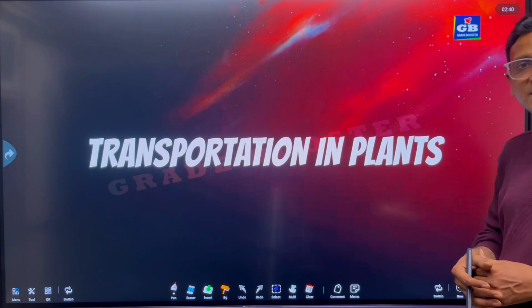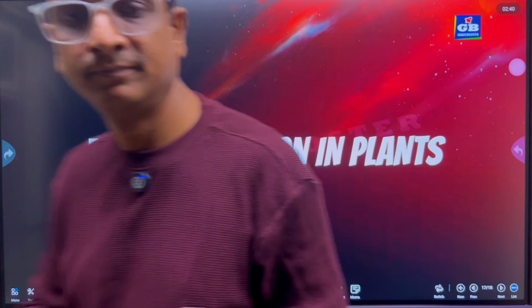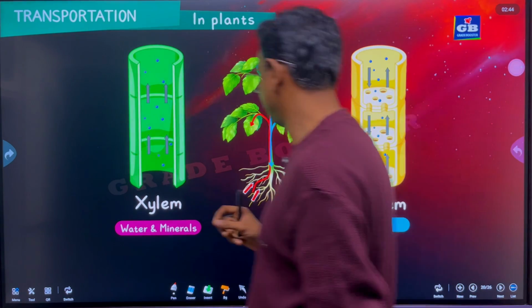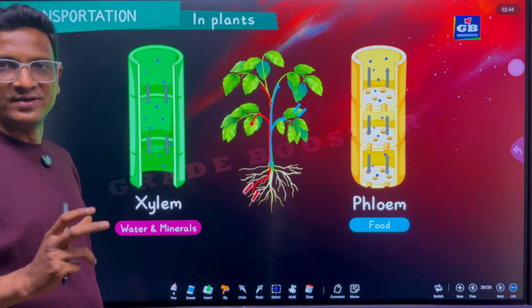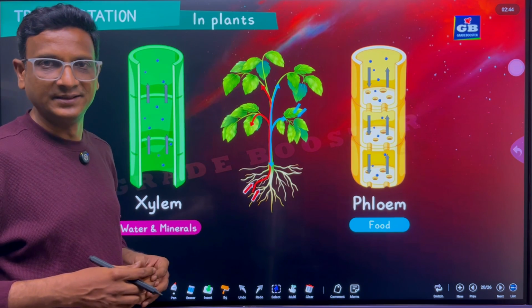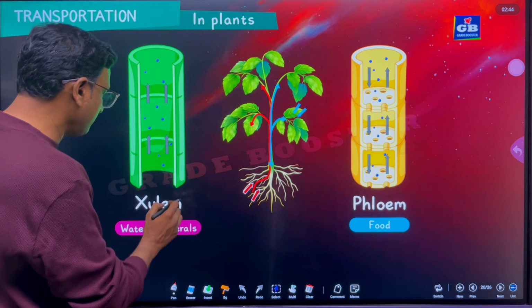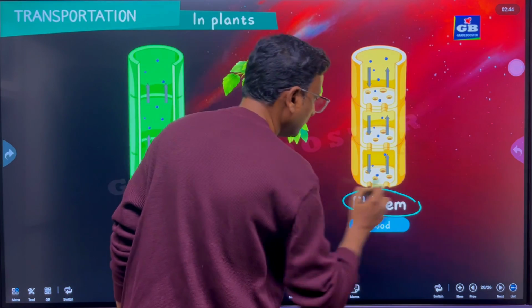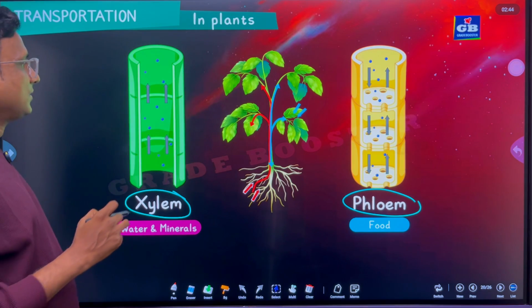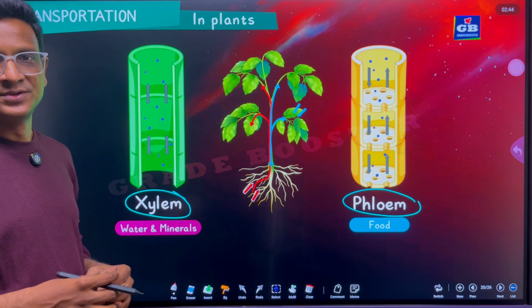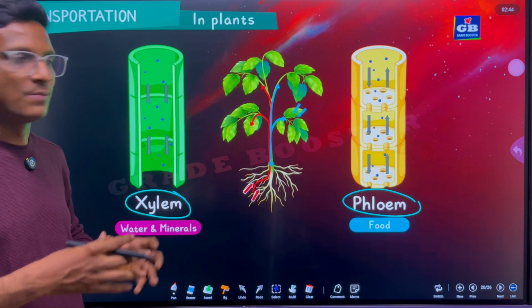So next we see transportation in plants. Plants have two different types of vessels for transport. We studied about these vessels in the tissues lesson in class 9th: xylem and phloem. Xylem is the tissue that transports water and minerals, whereas the phloem transports the food, right? The xylem and phloem together form the vascular bundles.